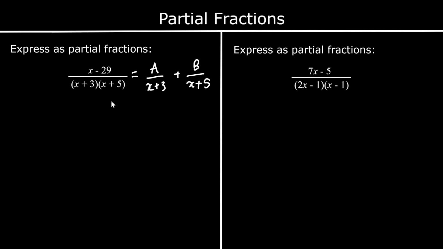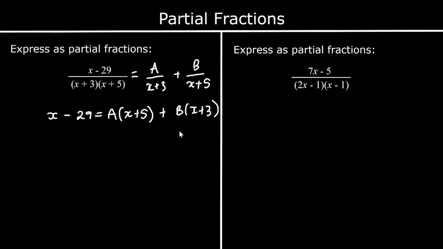So if I times everything by x plus 3 and x plus 5, I'm going to get x minus 29 is equal to a. So if I times it by x plus 3, they cancel out. So it's just a times x plus 5. And the same with the b's. If I times by x plus 5, that cancels out. So it's just b times x plus 3.